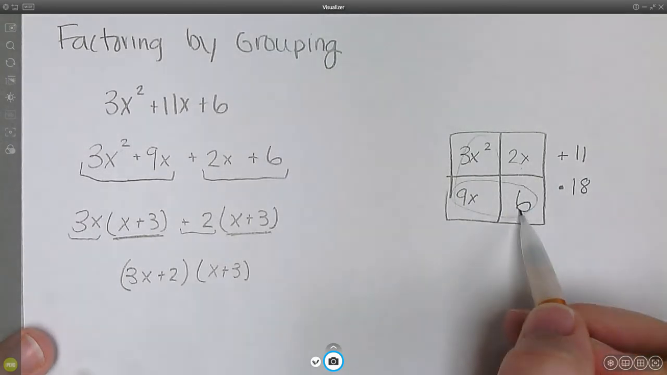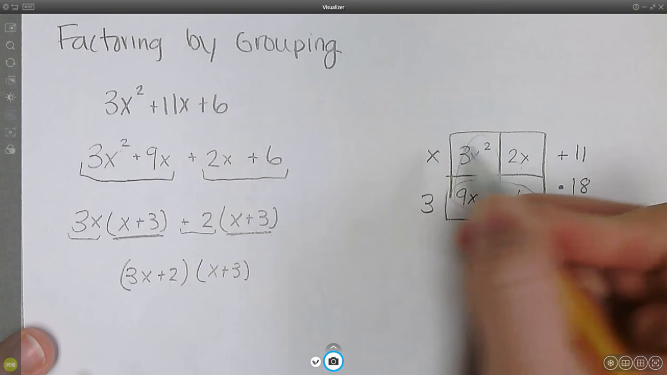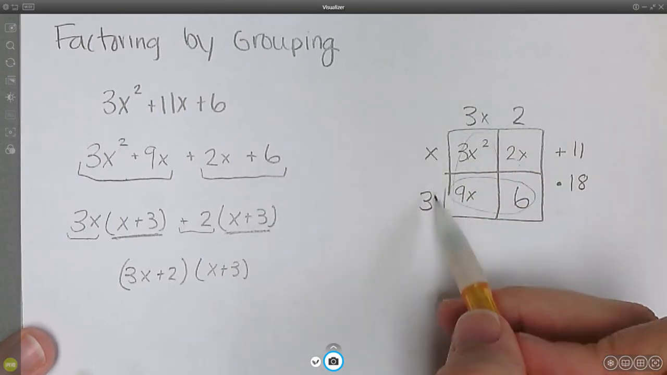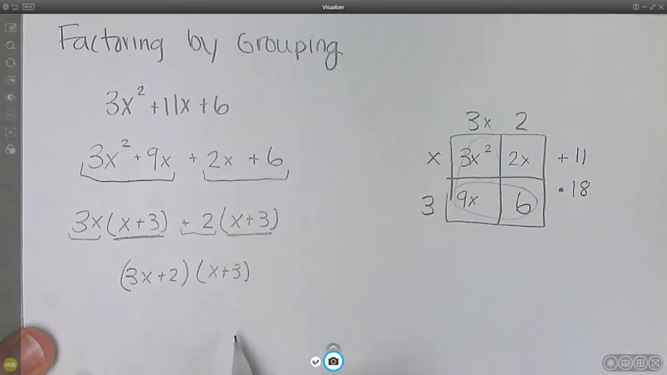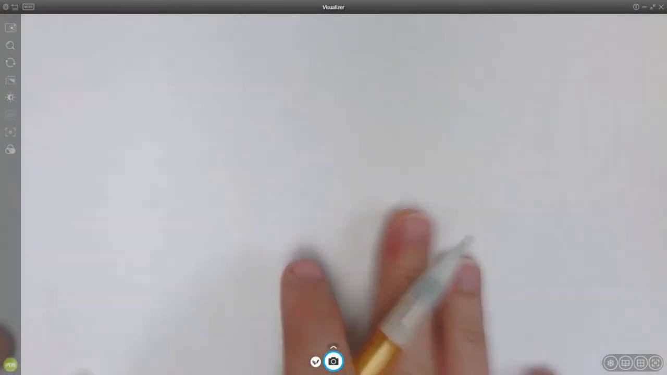So if we did it over here, you would take out your greatest common factor, which was 3. Here is x, here's 3x, and here's 2. So x plus 3, 3x plus 2, you get the same result. So we'll look at one more example.